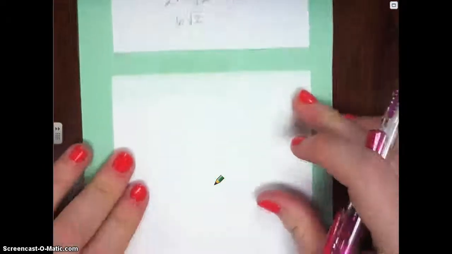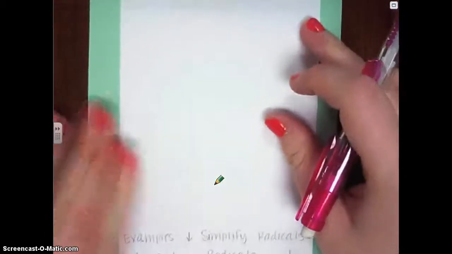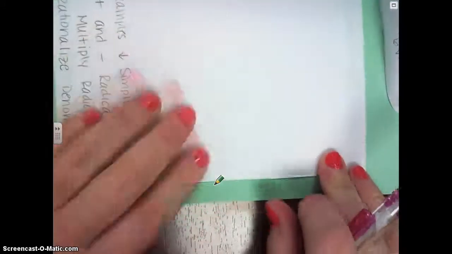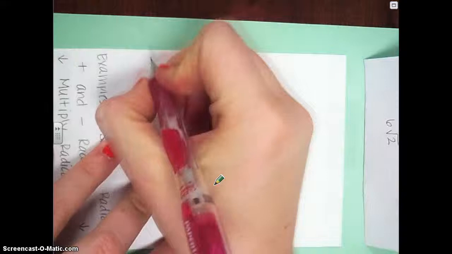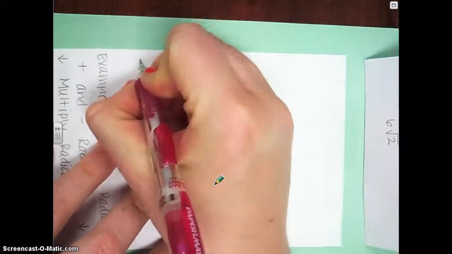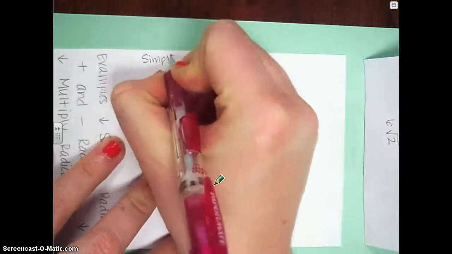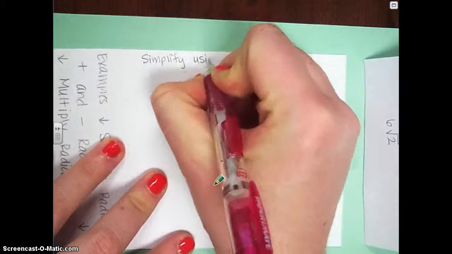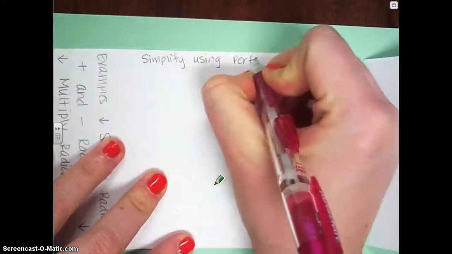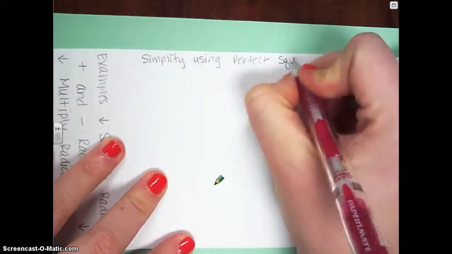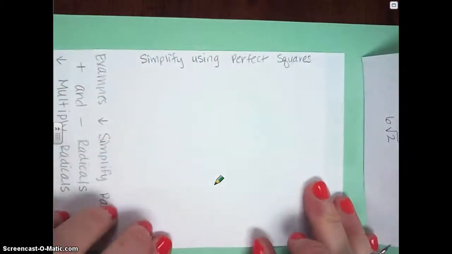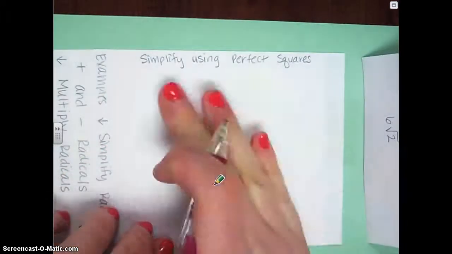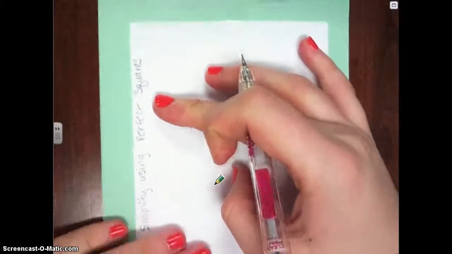Okay, below that, this one right here, I want you to turn the page, and this one is going to be right here on the side. I'm going to write simplify using perfect squares. Okay, so two different methods. Simplify using perfect squares. Okay, so there's going to be two ways you can do it. You can use the factor tree, or you can use perfect squares. Okay, so I'm going to turn it back around.